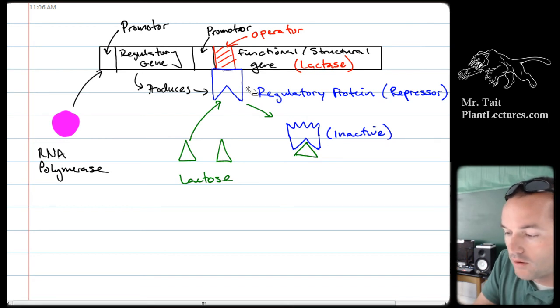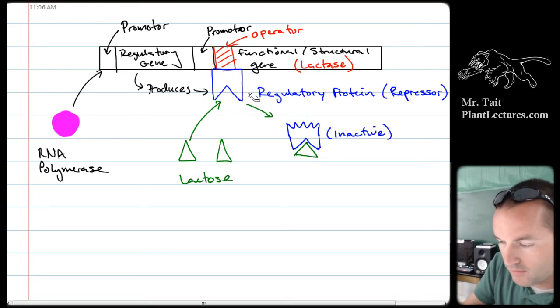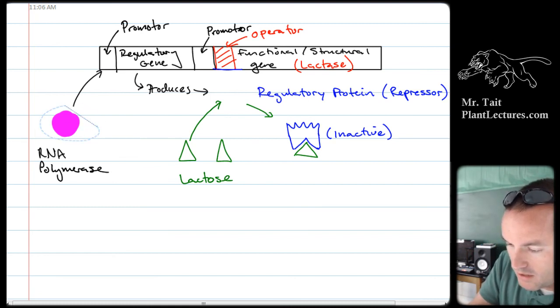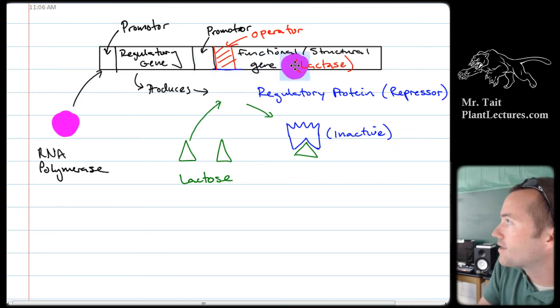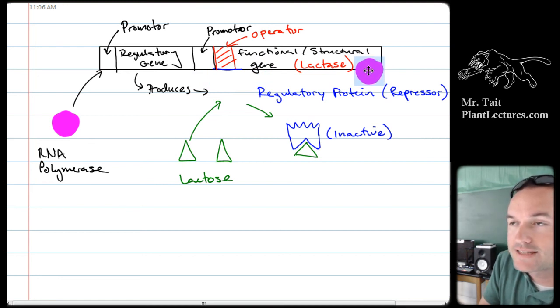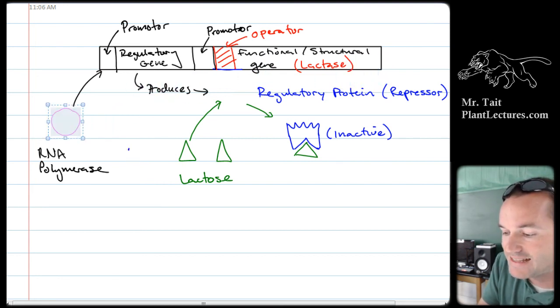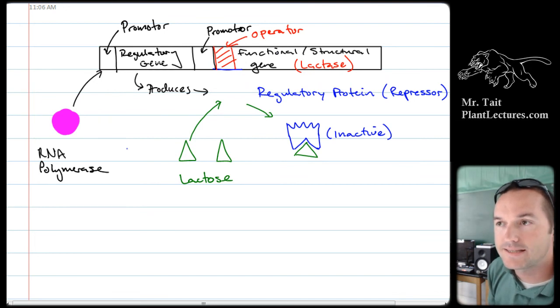Okay? So I'm going to erase mine, but you don't have to worry about it, right? I'm going to erase it just for visual purposes. So then now this RNA polymerase can go around, it can attach to the promoter, and it can make this functional gene. It can produce the mRNA for it. That's going to produce the protein lactase. The protein lactase is an enzyme that's going to break down lactose.